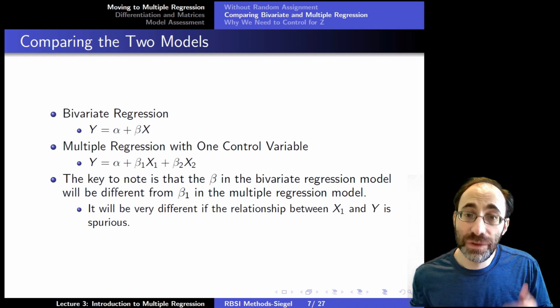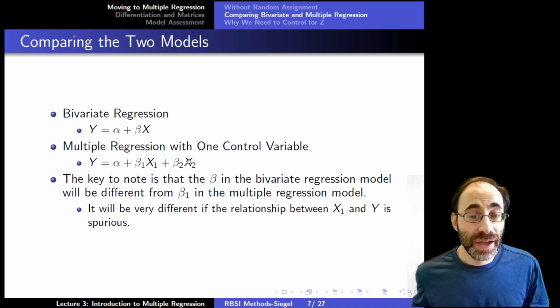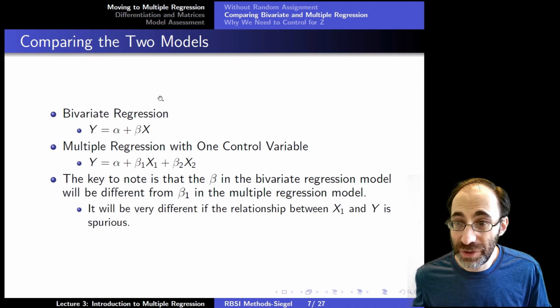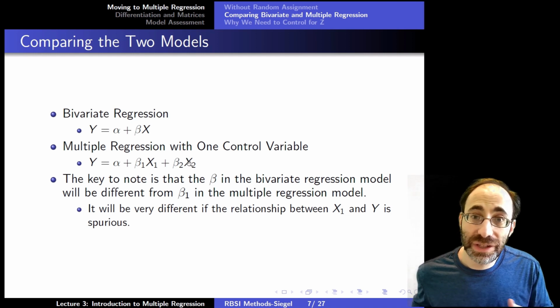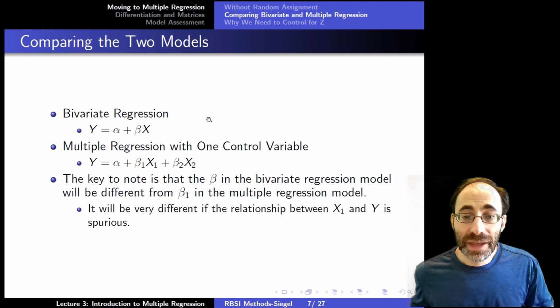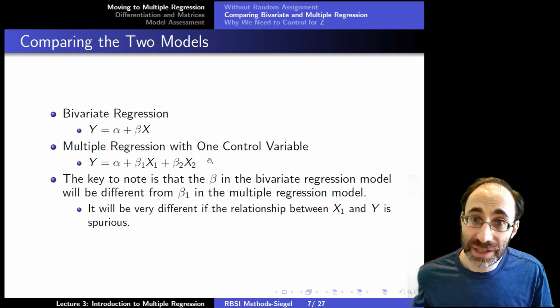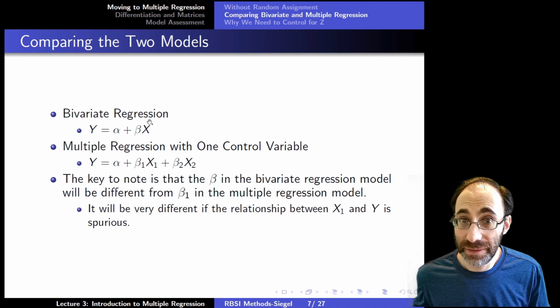It depends on the degree to which x2 actually influences x1 and y. If x1 and x2 are unrelated, then beta 1 will be pretty close to beta. We'll look at that again later in this module. If x2 does affect x1 though, and also y, then x2 would have induced spuriousness, and we'll find that beta 1 will be much different than beta.